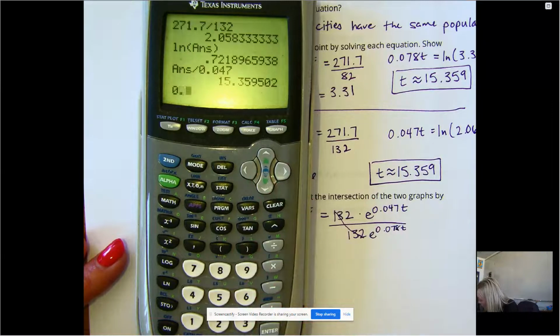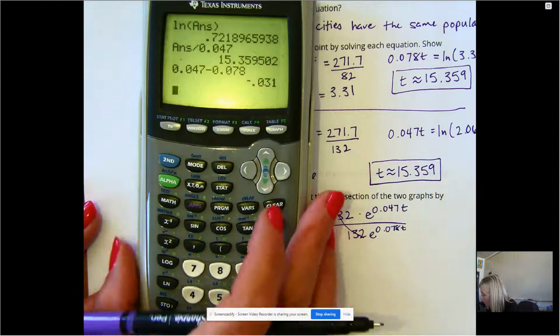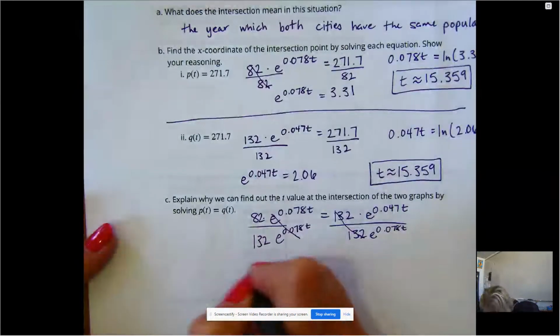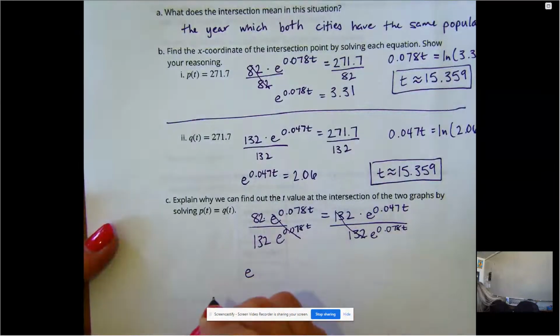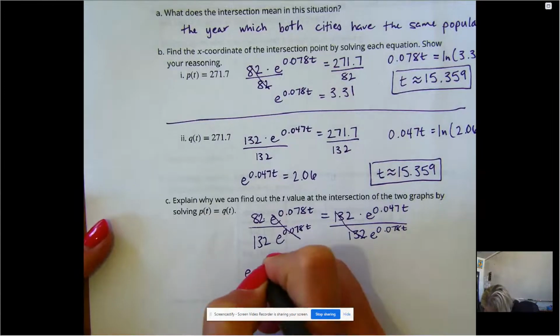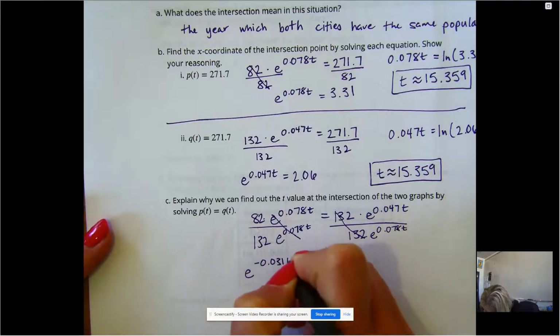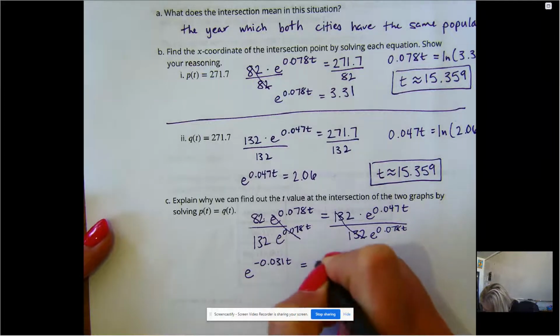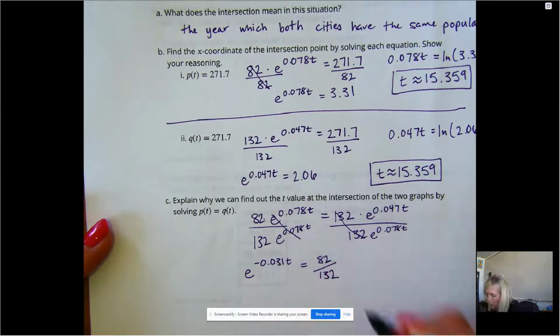Okay, 0.047 minus 0.078. It's going to be a negative number, that's okay. So what I have is e to the negative 0.031t is equal to 82 over 132. I'm just going to leave it as a fraction, makes it easier.